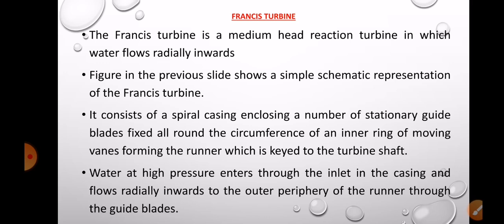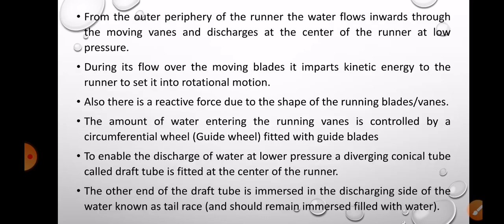It is a medium head reaction turbine where water flows radially inwards and axially outwards. So it consists of a spiral casing, and there are a number of stationary guide blades, which was just discussed, and there are vanes which are mounted on the runner. So water at a high pressure enters through the inlet, and it flows radially inwards through the runner blades in between the guide blades. From the outer periphery, the water flows inwards, and whatever energy is contained by the water, both velocity and pressure energy, there will be a combined effect because of which the vanes start rotating. Because the vane rotates, the shaft also rotates.